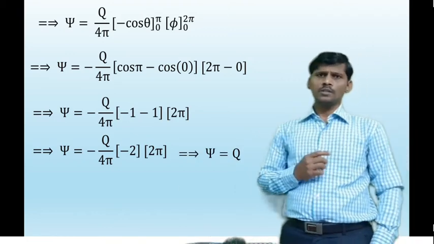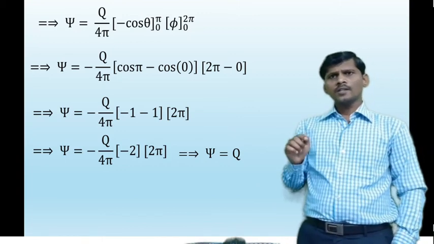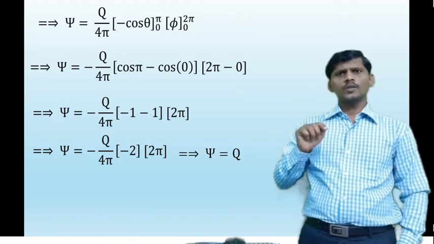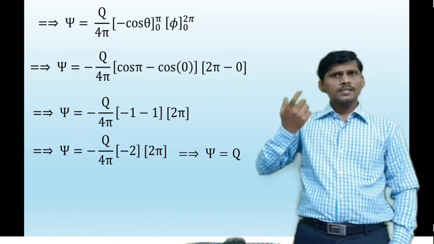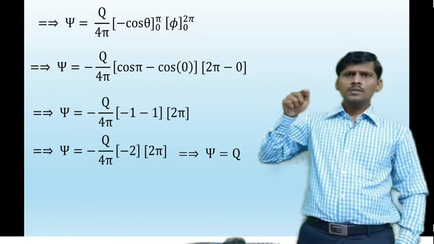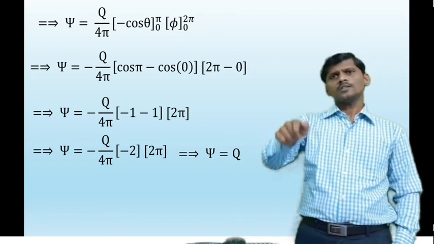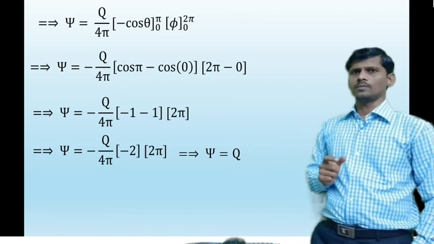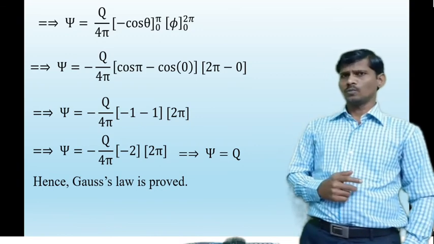That is the proof of the Gauss law. What is the statement of the Gauss law? The electric flux passing through any closed surface is equal to the charge enclosed by that surface. That is, psi is equal to Q. Psi is the total flux passing through the surface, equal to the total charge enclosed by that surface. That is, psi is equal to Q. Hence, the Gauss law is proved or verified.